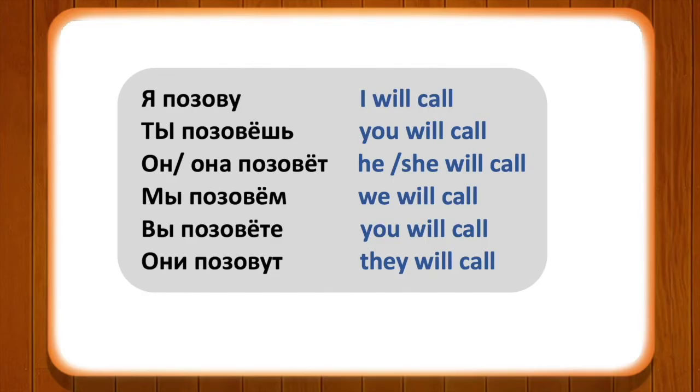Next verb is pazvach. Its imperfective aspect is zvach. Ya pazavu, I will call. As you remember, perfective verbs indicate future tense for present conjugation. So ya pazavu, when we are conjugating in present, is indicating future. Ya pazavu will be translated as I will call. Ti pazavyosh, you will call. On ana pazavyot, he or she will call. Mi pazavyom, we will call. Vi pazavyote, you will call. Ani pazavut, they will call.